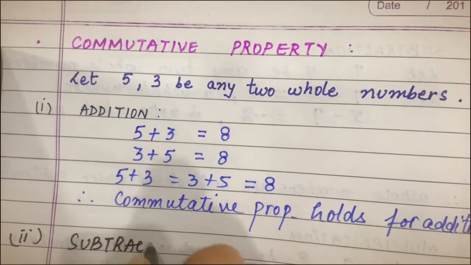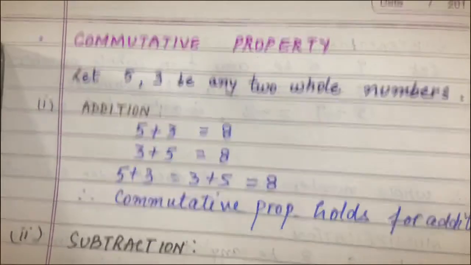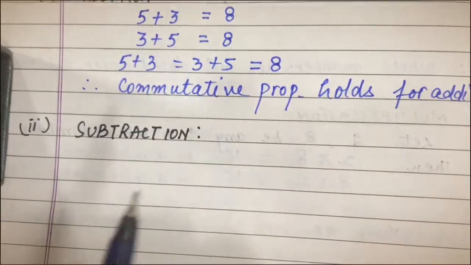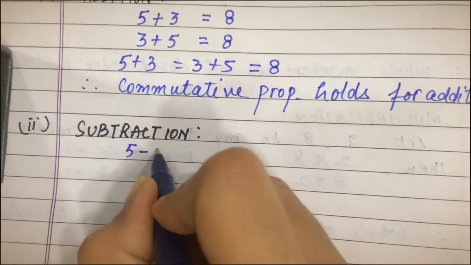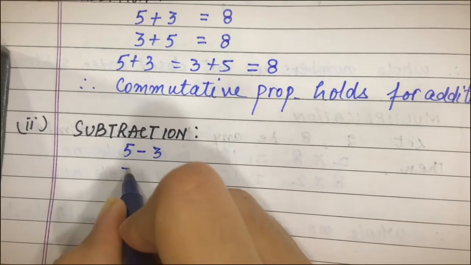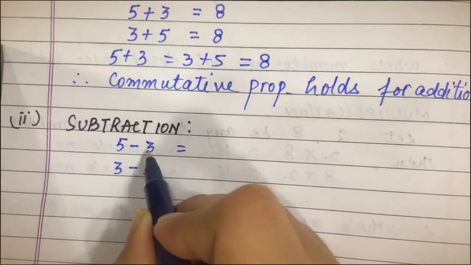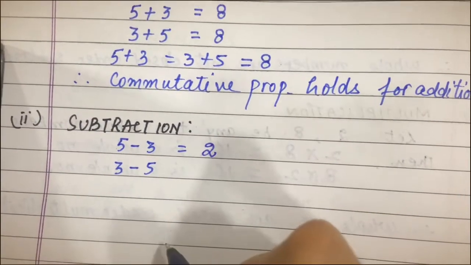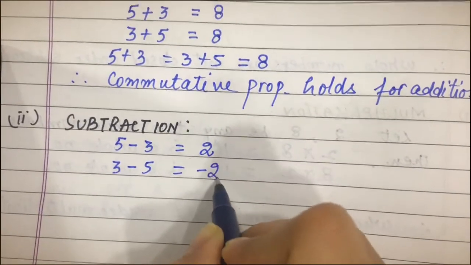Second, let's take the second operation, subtraction. And let's assume the same numbers, 5 and 3. For subtraction, the two possibilities are either we can subtract 3 from 5 or we can subtract 5 from 3. If we are subtracting 3 from 5, that means 5 minus 3, we are getting the answer 2, right? And if we are doing 3 minus 5, we will be getting minus 2.